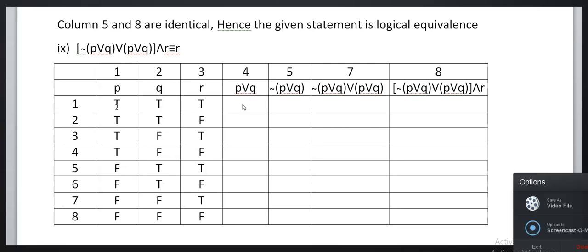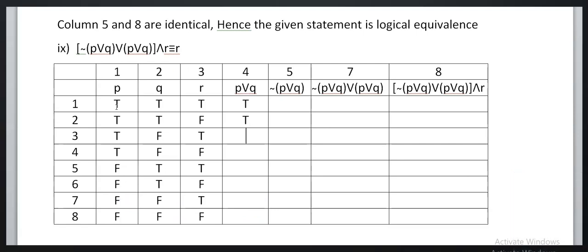Now P or Q. Next we will find out P or Q. This is T, T, T, T and T. T or F is again T. T, F is again T. F, T is again T. F, T is again T. F, F and both are F, F. The last two will be F and F. Now their negations. They are F, F, and the last is T, T.